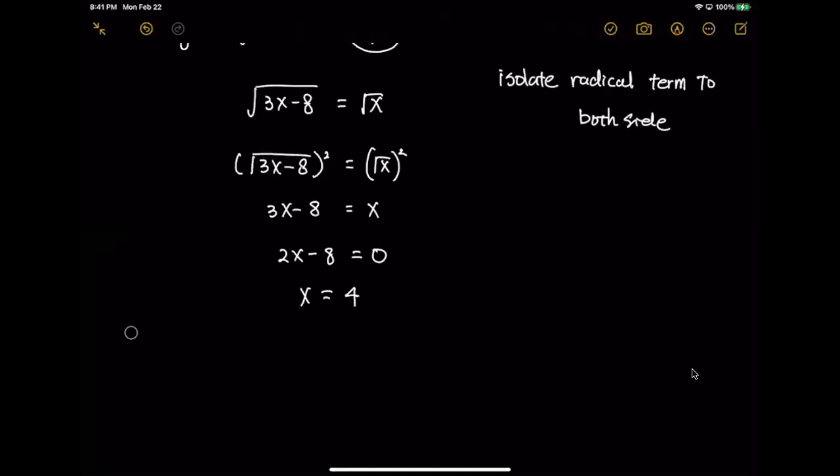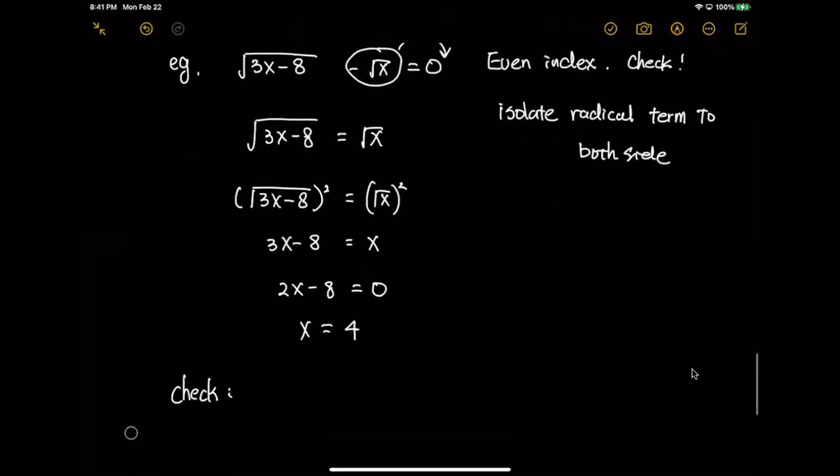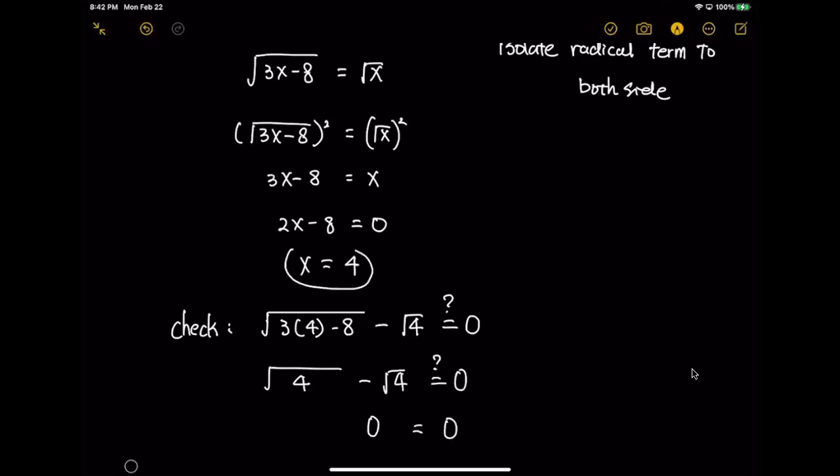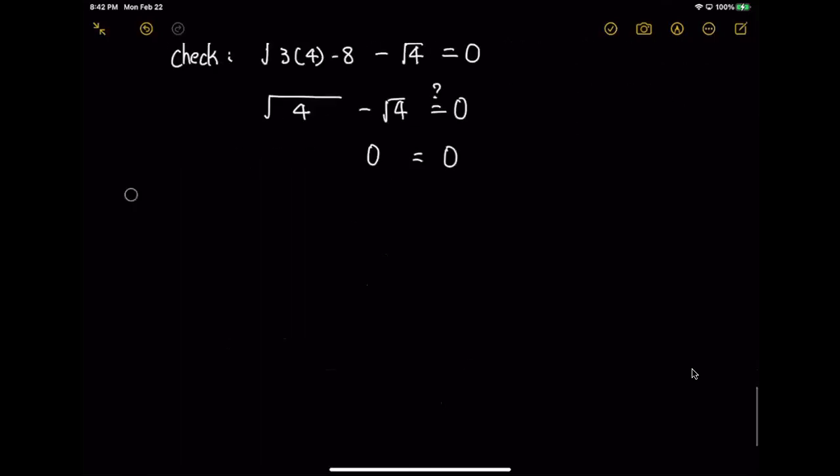Okay, again, we want to check our answer. I have square root of 3 times 4 minus 8, minus square root of 4. Is this equal to 0? Square root of 3 times 4 is 12. 12 minus 8 is 4. Square root of 4 minus square root of 4 is 0. 0 equals 0. That means x equals 4 is the solution. We circle our solution.